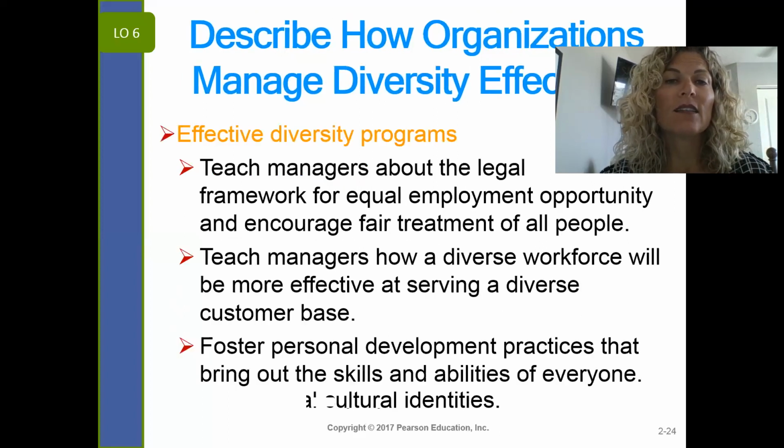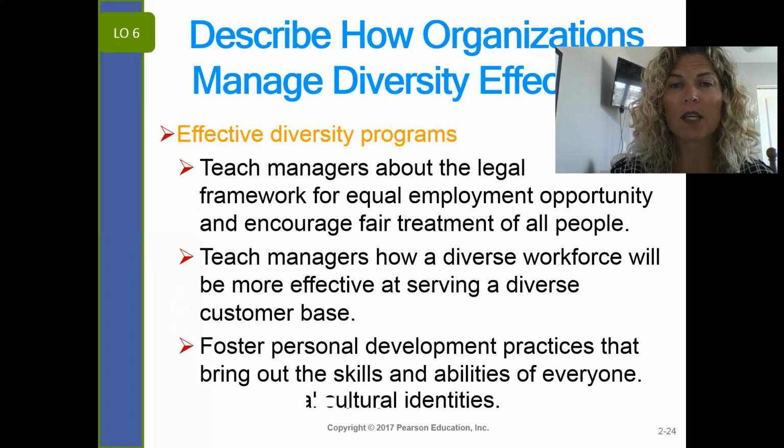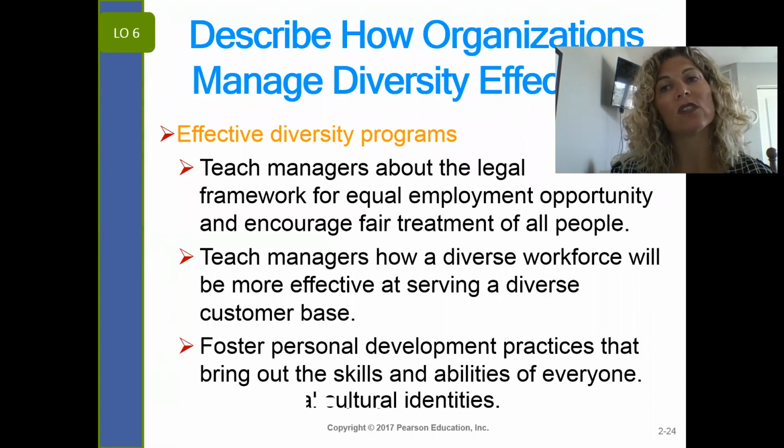The last area to help us manage diversity is making sure that you have effective diversity programs. So making sure that you're encouraging employees to treat others fairly, making sure that we're teaching managers the benefits of a diverse workforce, making sure that we're providing training on what it means to focus on job-related factors versus discriminatory factors, all right, and making sure that we're not just doing it or saying it, but we're also doing it.